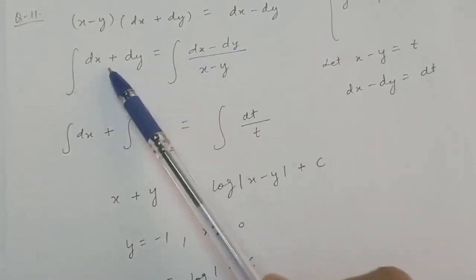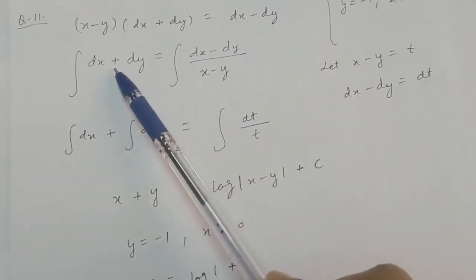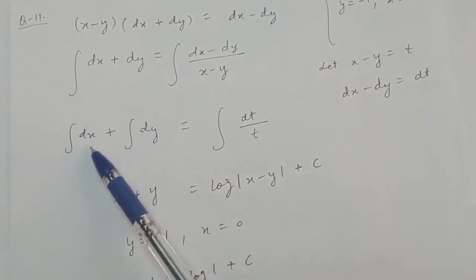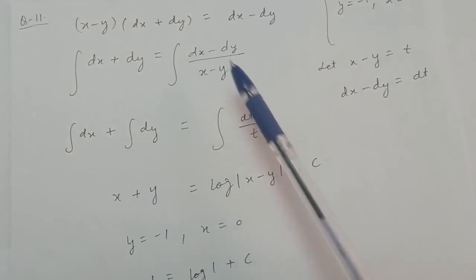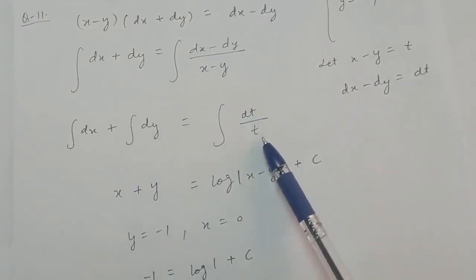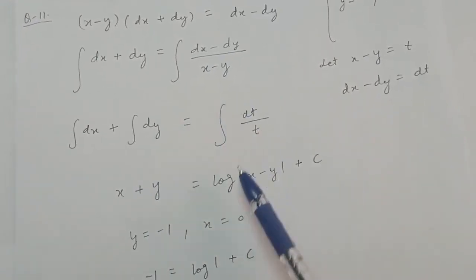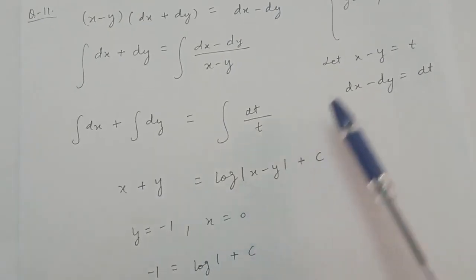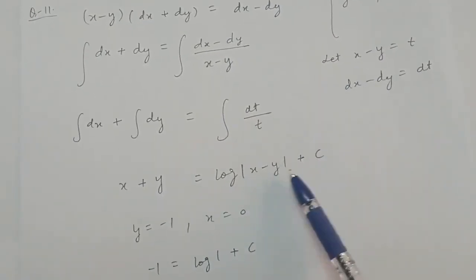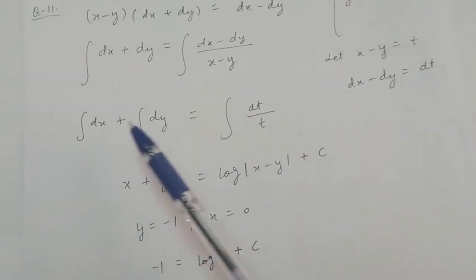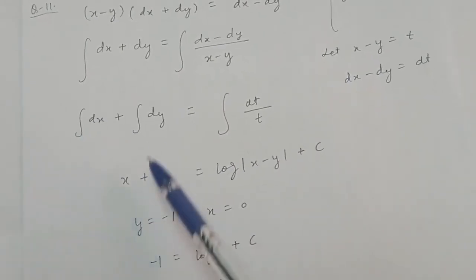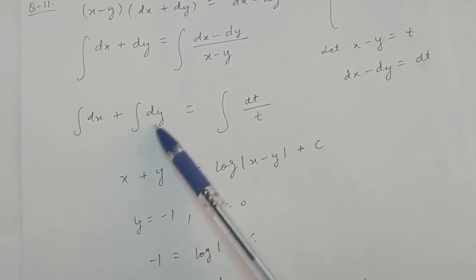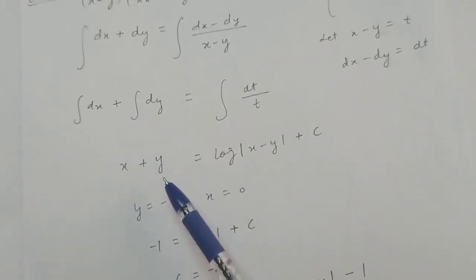So we will integrate both the sides. This integral can be written as integral of dx plus integral of dy equal to, this will change into dt upon t. Now integral of 1 by t is log mod t and t is x minus y plus c. Integral of 1 with respect to dx will be x plus integral of 1 with respect to y is y.